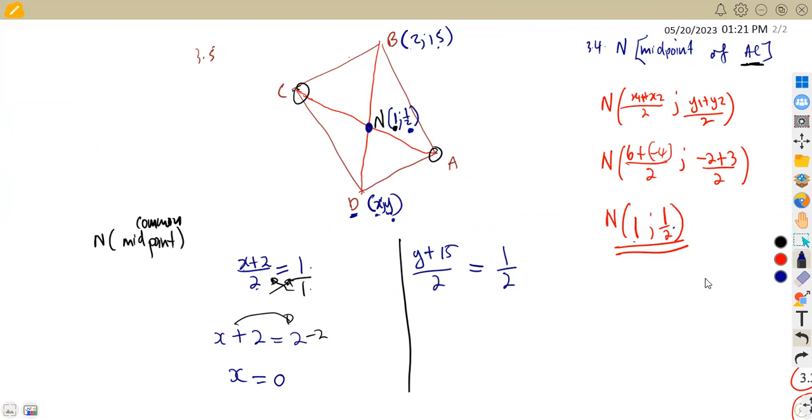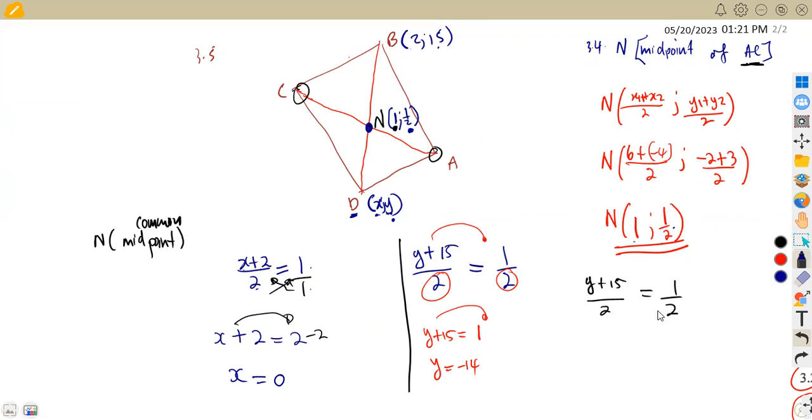All right, on the other part here, we can cross multiply, or we can take advantage of the denominators being the same. So it means the numerators are also the same. So Y plus 15 is equal to 1. Y is equal to, we transpose, 1 minus 15, that's minus 14. Or you can properly cross multiply. Y plus 15 over 2 is equal to 1 over 2.